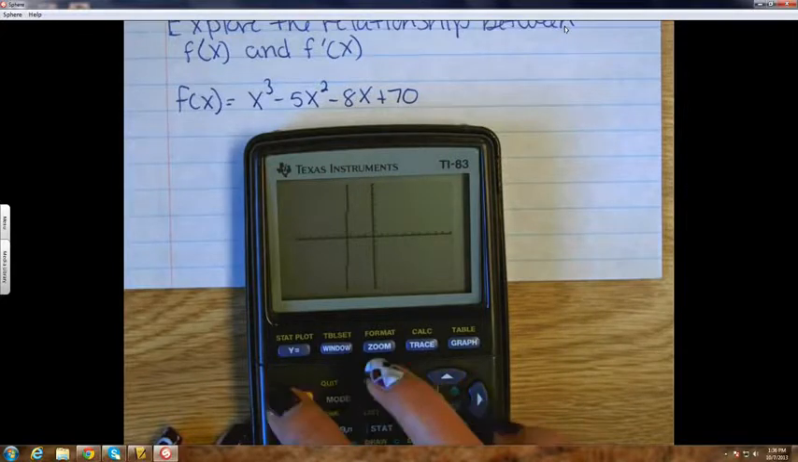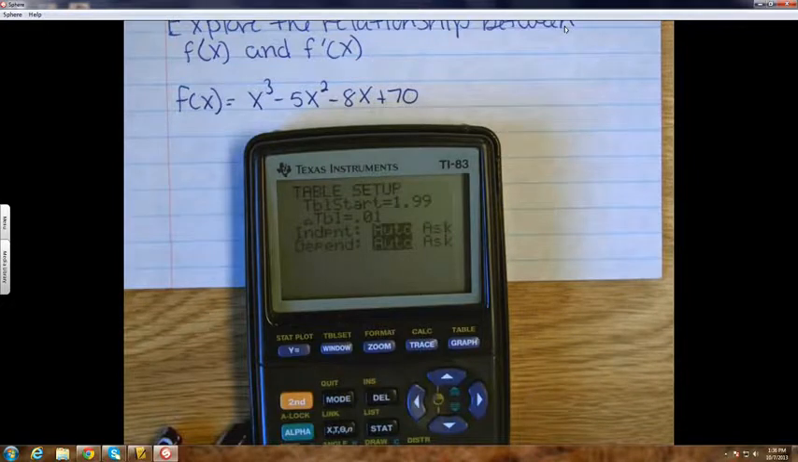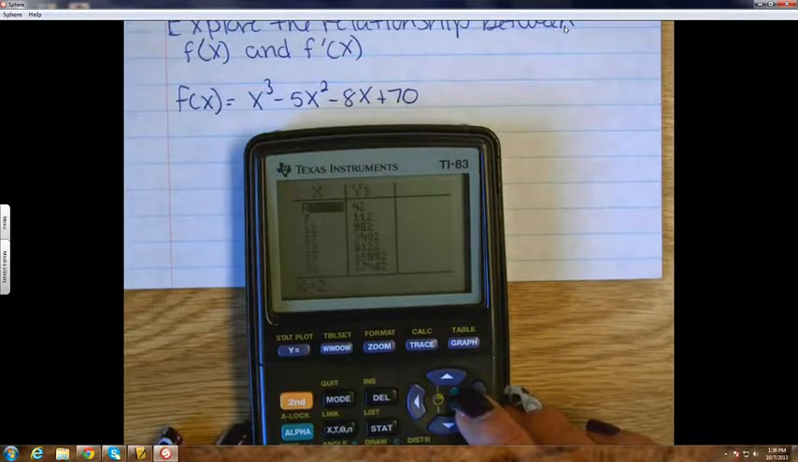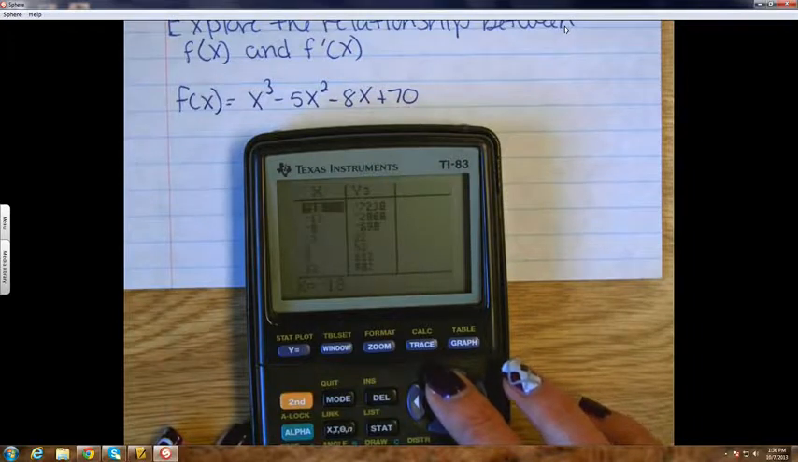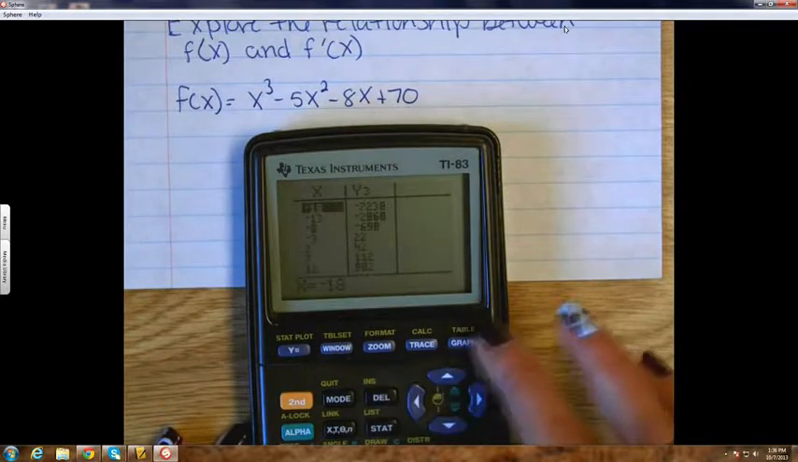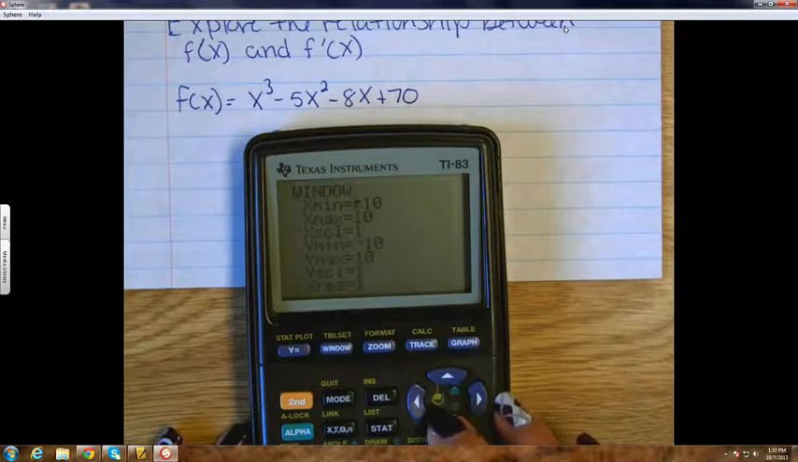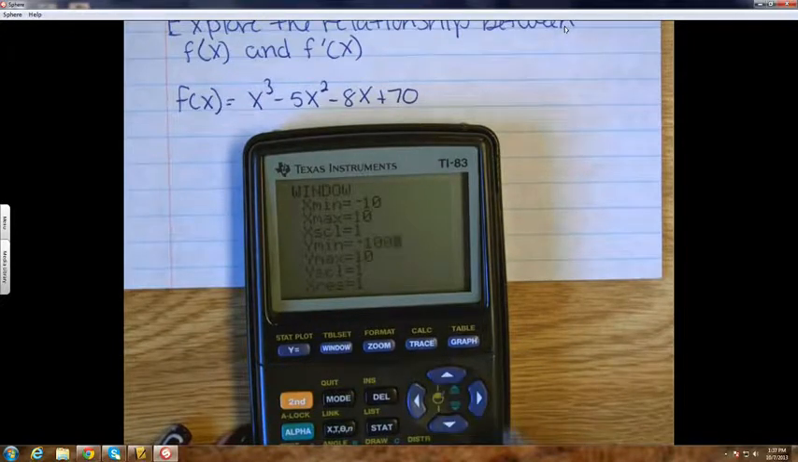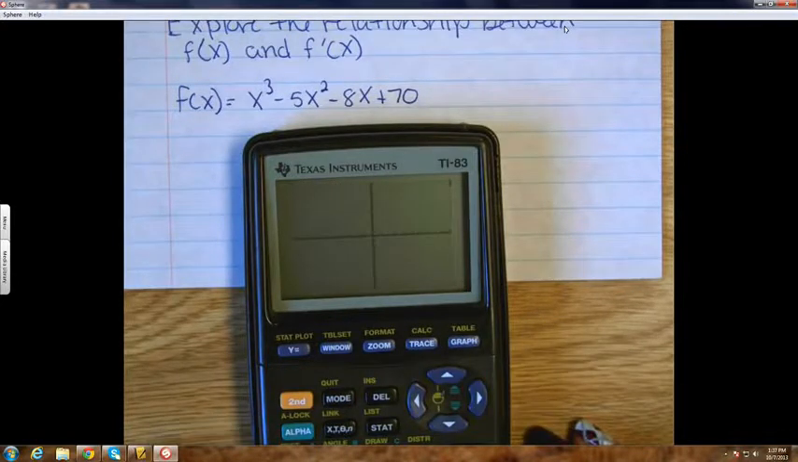Not much. I'm going to go into the table. Let's go. See what kind of numbers we have. Okay, so y is getting large very fast. Okay, and that's for the y's there. Window. Go negative. Negative 100 to 100 and see what we get.